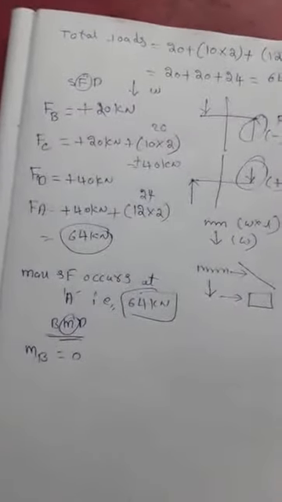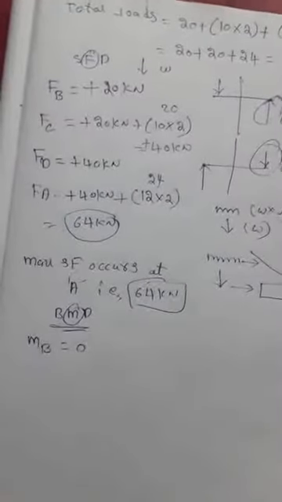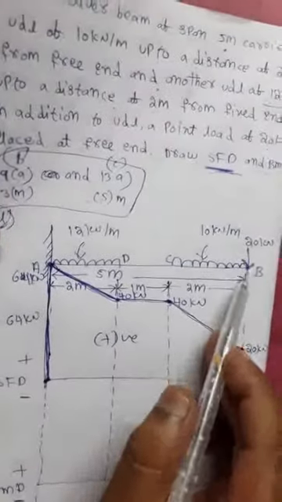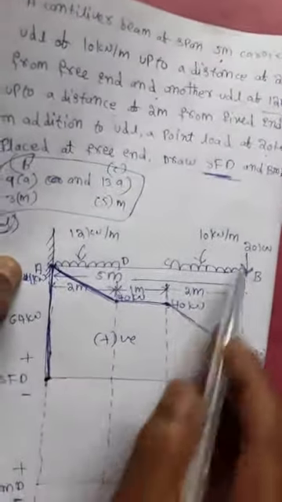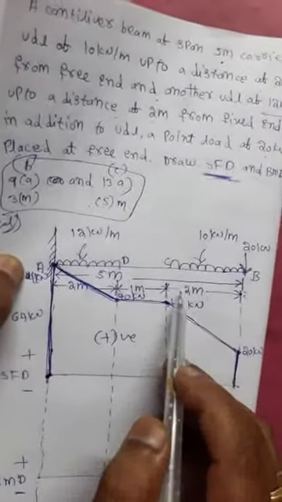Why? Because the reaction is nothing but a starting load. Here also there is a starting load. So here it is the load on B, and this load acts on C. That is nothing but force into distance, in perpendicular axes: force is vertical and distance is horizontal.